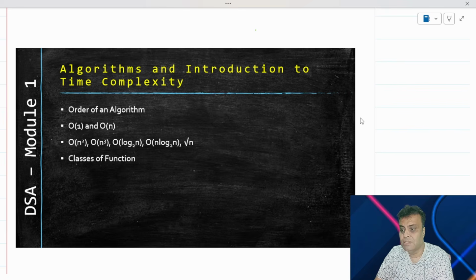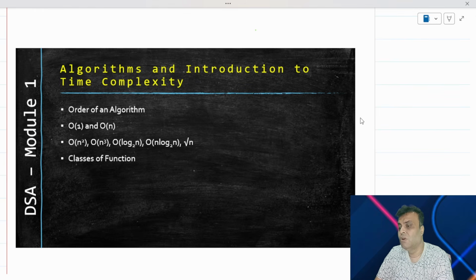That being said, this is what we will do. We will first cover what we mean by the order of an algorithm. Then we will cover the various conventional orders. Conventional orders are typically order of 1 and order of n. And then we will cover the other orders in the function classes, which would typically be your cubic, your logarithmic, your square roots, your quadratic. Those classes of orders we will cover.